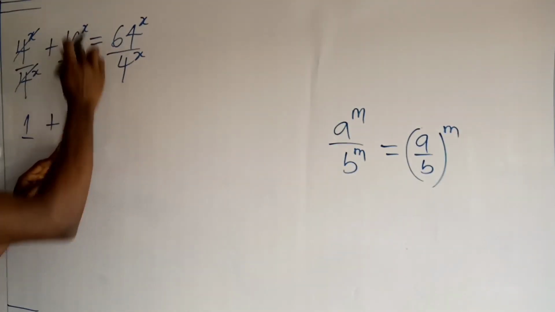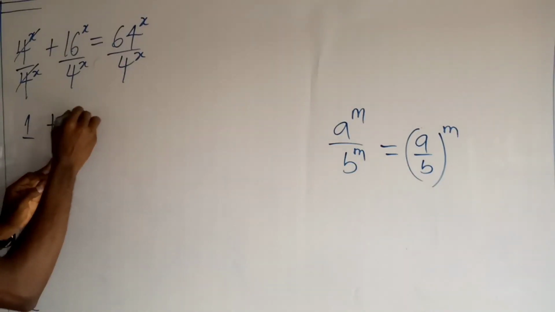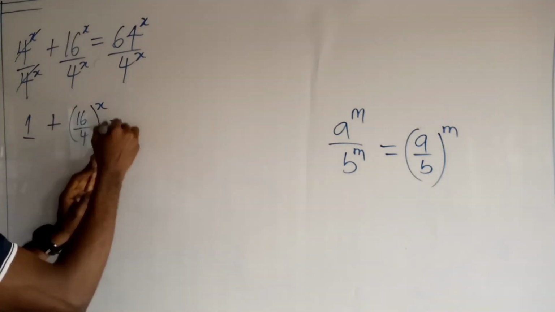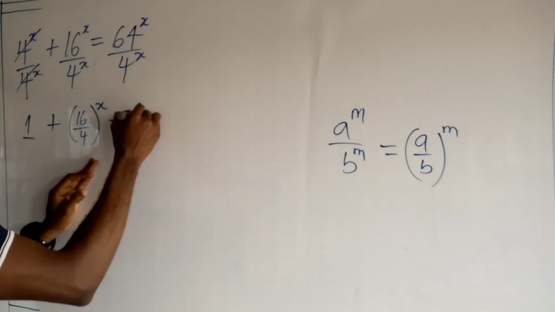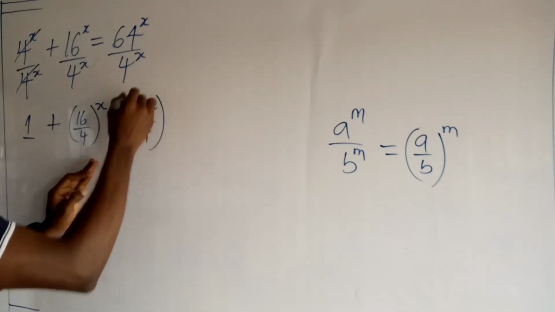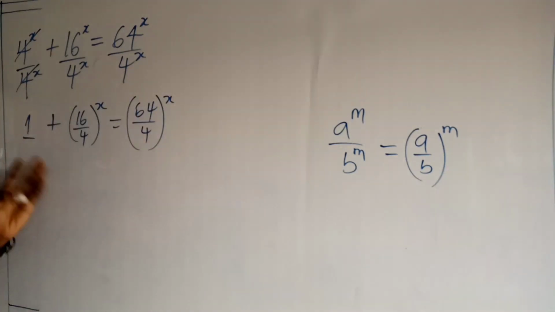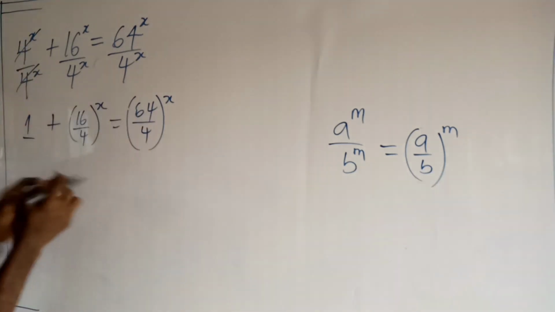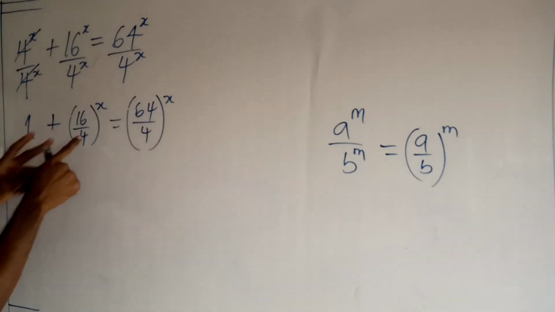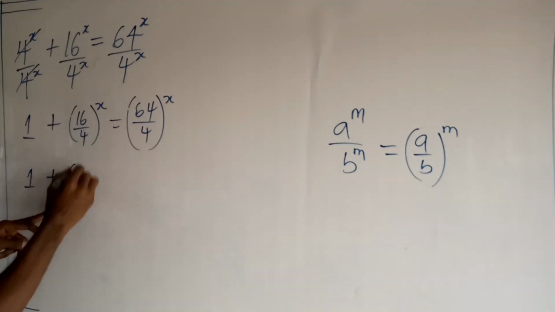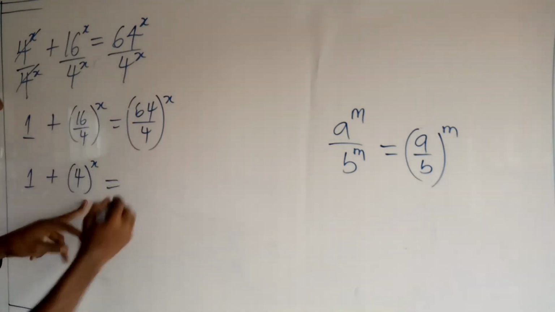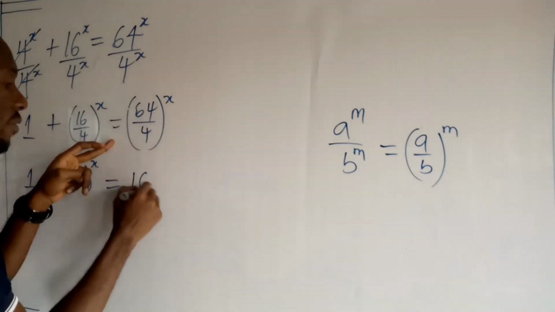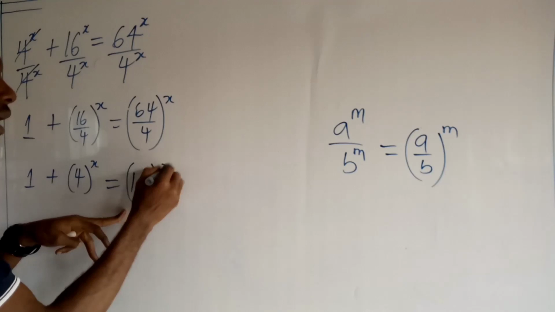So I'm going to do the same thing here. I have 16 upon 4 all to the power x. Very true. Then with this one also, 64 upon 4 all to the power x. Now you see that 4 can divide 16 and 4 can divide 64. So I have 1 plus, if 4 divides 16 you get 4, then all to the power x is equal to, if 4 divides 64 you have 16, all to the power x.